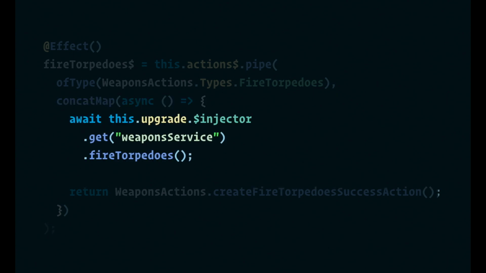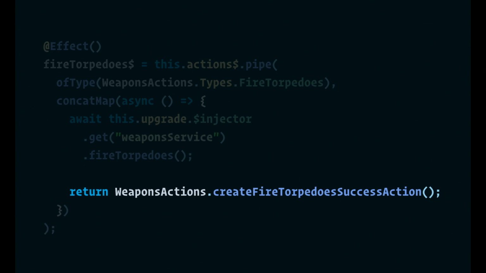So we have ngUpgrade that allows us to fetch the injector from AngularJS, call the weapon service, and make that fire torpedoes call. And then we're able to dispatch the correct action once that completes. Finally, we can subscribe to state and replace all those instances of $on with selectors.